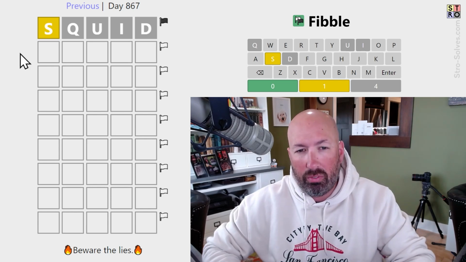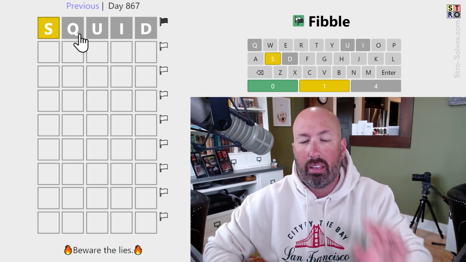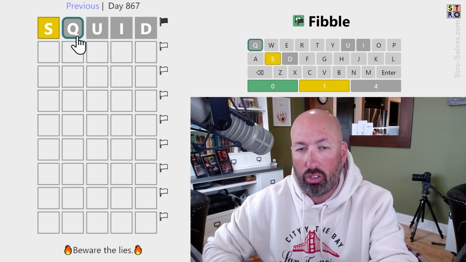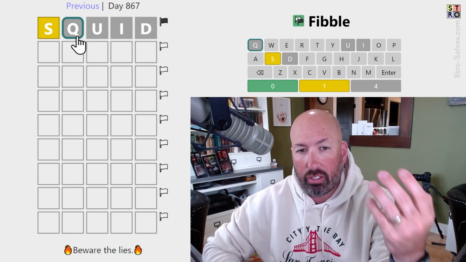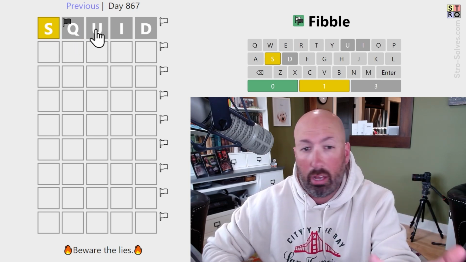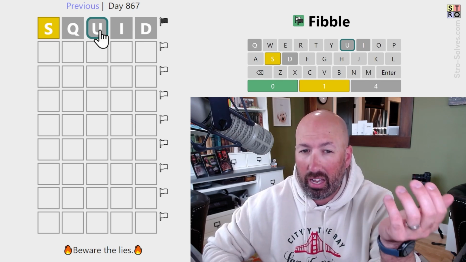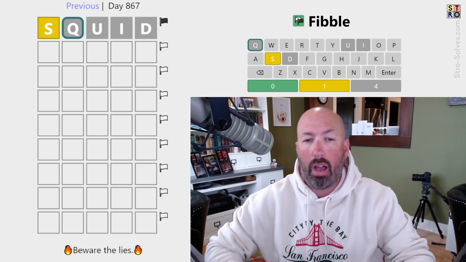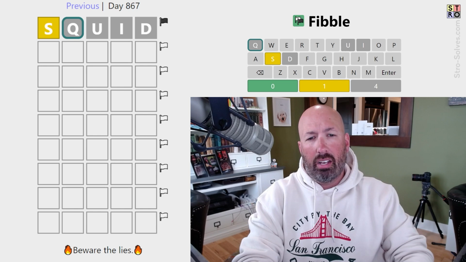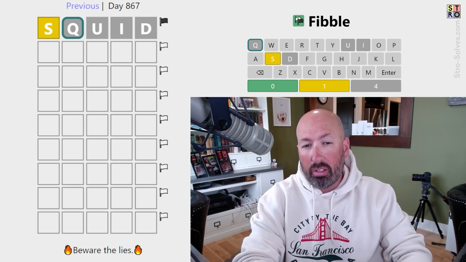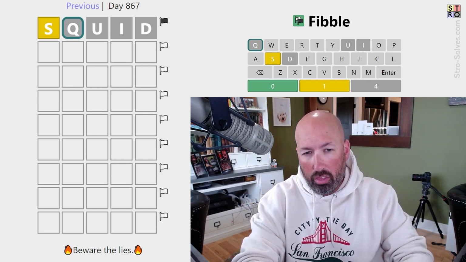And, you know, as we've had before, with the Q and the U both gray, it's very safe to say the Q is true. Because if the Q were a lie and there was a Q in the word, that would mean the U is true and there's no U. And a Q without a U is so unusual, I'm just going to say the Q is true. Let's assume the S is true, and then we can reuse one of the other letters.